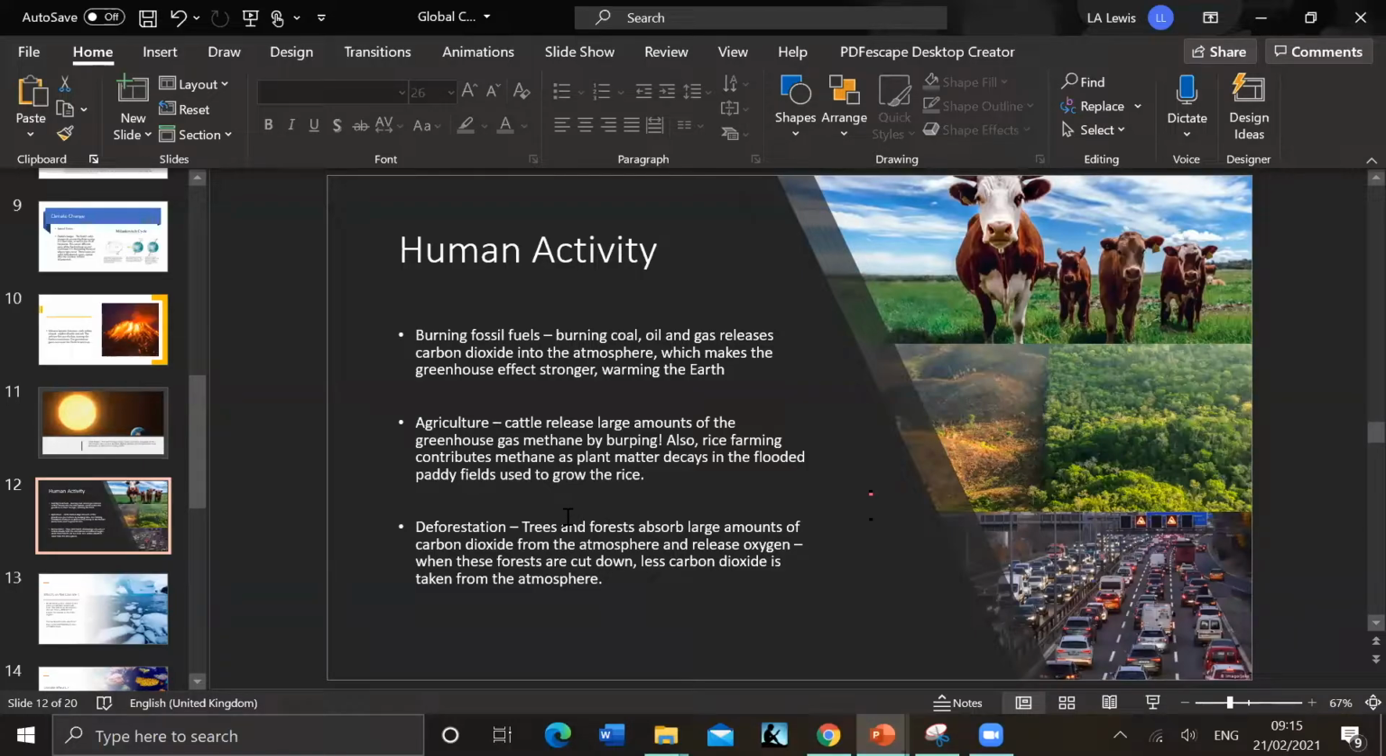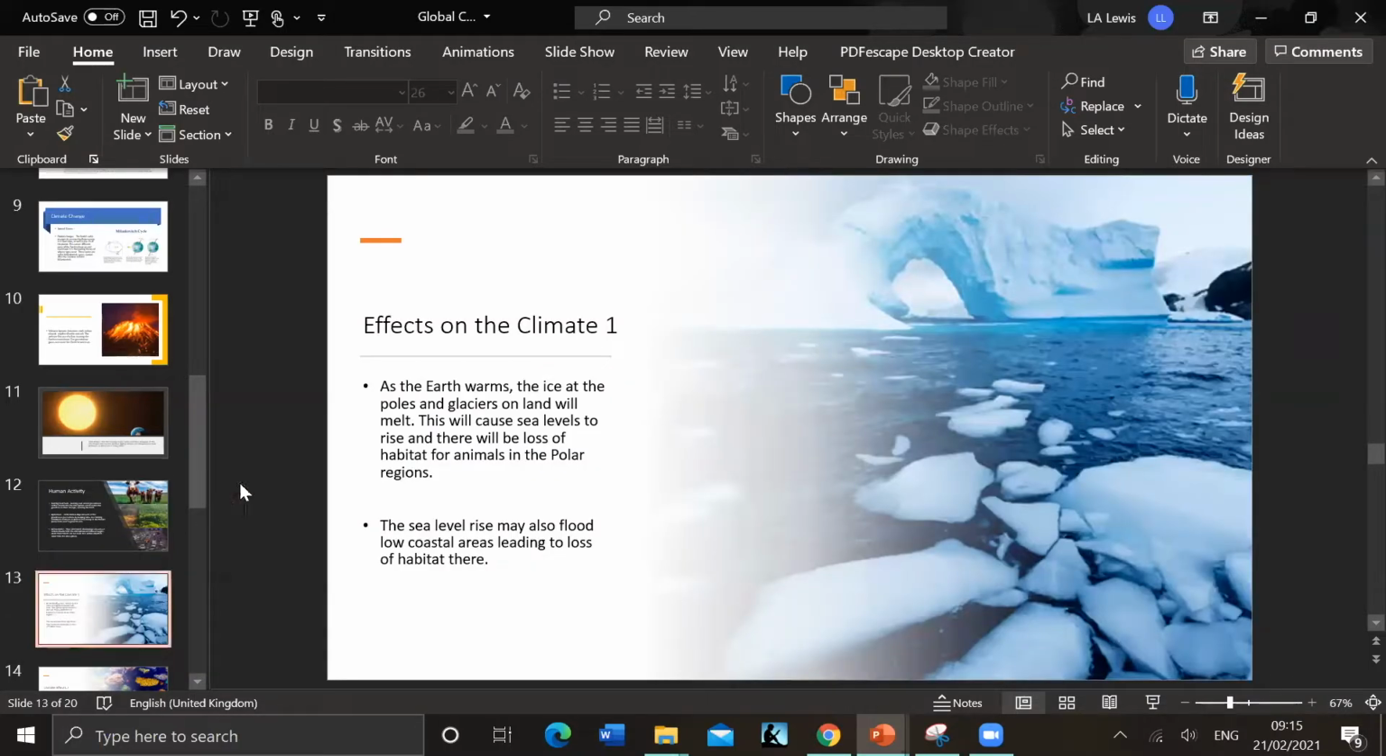But also deforestation. Humans are cutting down big forests to make way for farmland, to farm cattle or other crops. The problem is that forests, the trees, obviously take a lot of carbon dioxide from the atmosphere and release oxygen. If we cut that down, more carbon dioxide will stay in the atmosphere. So there are 3 main points there to remember, to note down.